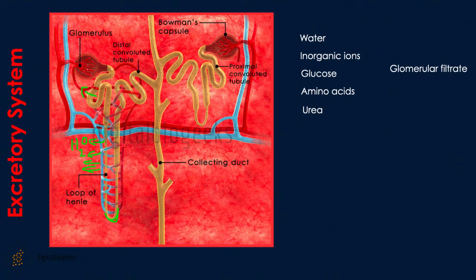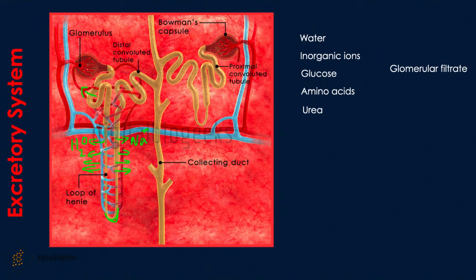The ascending loop is permeable to sodium ions but not water. From here, sodium ions are reabsorbed into the medulla. The next reabsorption happens in the distal convoluted tubule, and here the reabsorption is done under the control of hormones.